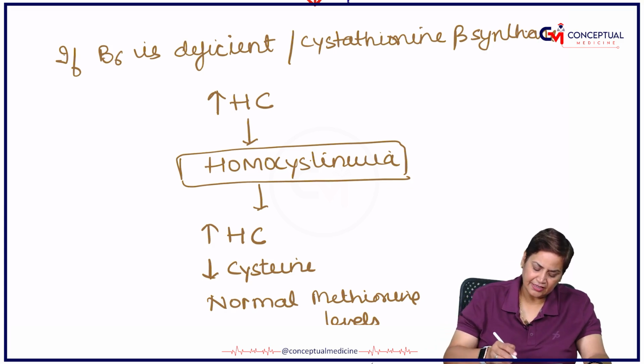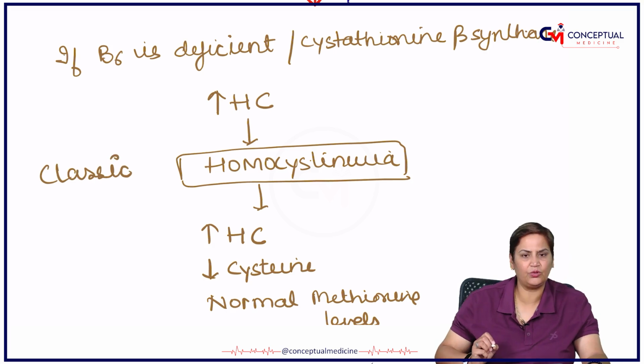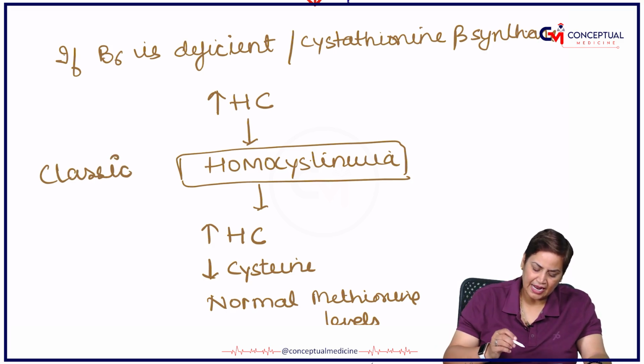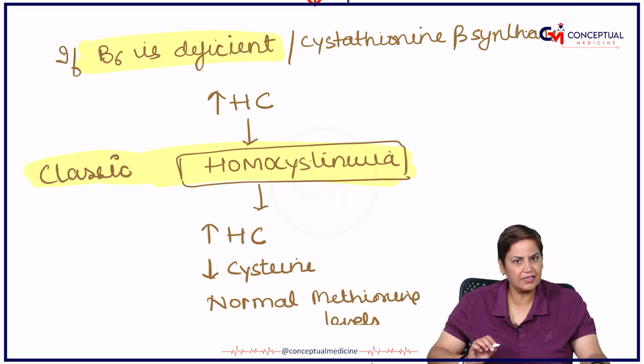Right, and this is known as classic homocystinuria. So I can say that classic homocystinuria is due to the deficiency of B6, and non-classic homocystinuria is due to the deficiency of B9 or B12. This is very, very important.